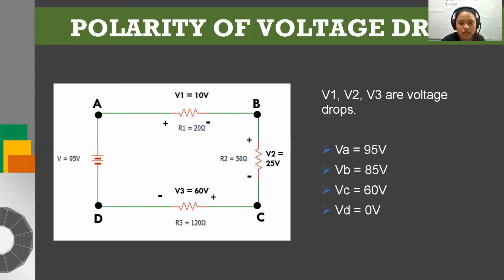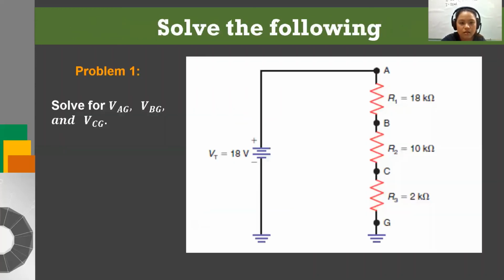Next, we have here a problem. So solve the following. We have here a circuit that has a total voltage of 18 volts, and we have here three loads. So we have here resistor 1, resistor 2, and resistor 3. So solve the voltage drop from A to G, and the voltage drop from B to G, and the voltage drop of C to G.